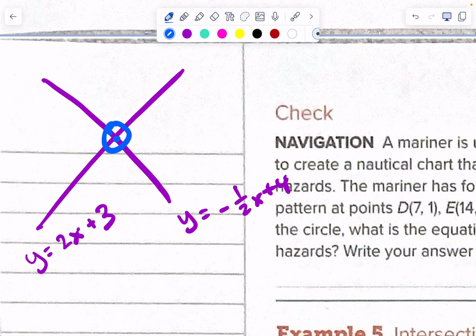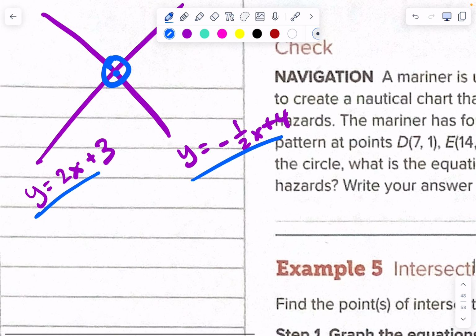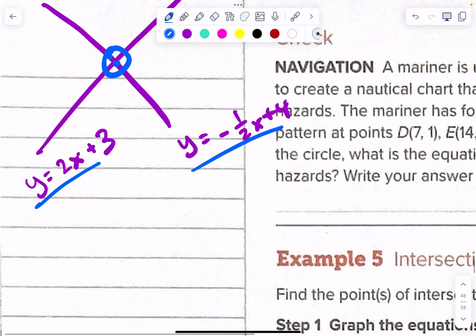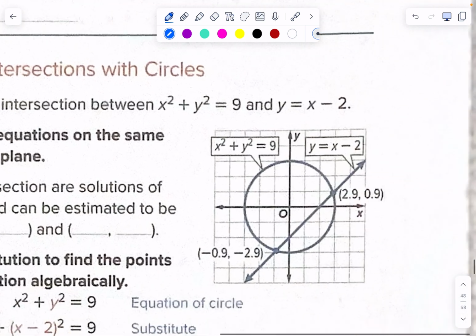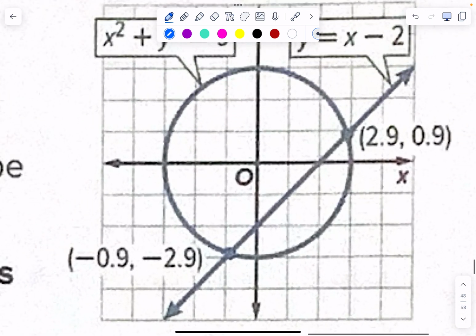What's that process called? I have 2 equations, and I want to know where they intersect. How do I find where they intersect? Do you remember what that's called? You had 2 options. That's the intersection point, right? You could do substitution or elimination. Elimination is the best. Substitution or elimination, right? Okay, it's the same thing here, except we're doing a circle intersecting a linear function, right?